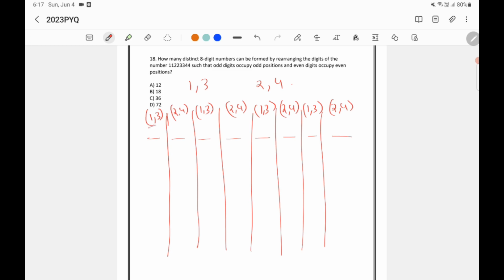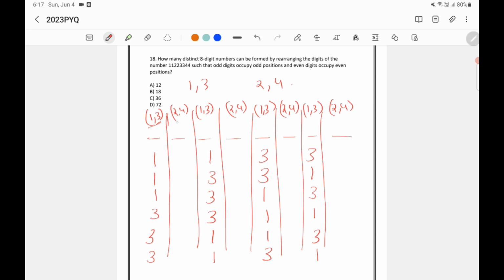Now I am first taking 1 and 3, so let's see how we can arrange them. If I put 1 here and 1 here, I can put 3 here and 3 here. This is one possibility. If I put 1 here, 3 here, and 1 here, this is also a different possibility. Similarly, 1, 3, 1, 3 is a different possibility. Now 3, 3, 1, 1 is a different possibility. 3, 1, 1, 3 is another possibility. And 3, 1, 3, 1 is also different. So in this way, we can arrange 1 and 3 in 6 ways.